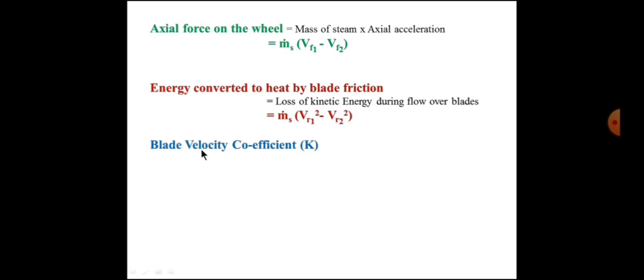Now the next component is blade velocity coefficient. It is denoted by K, and the relation for K can be obtained by Vr2 equals K into Vr1.